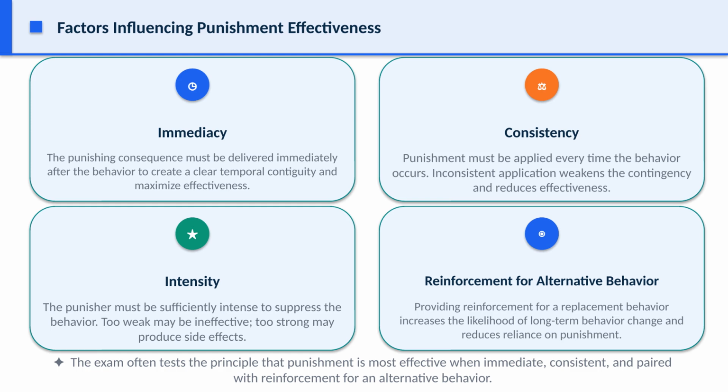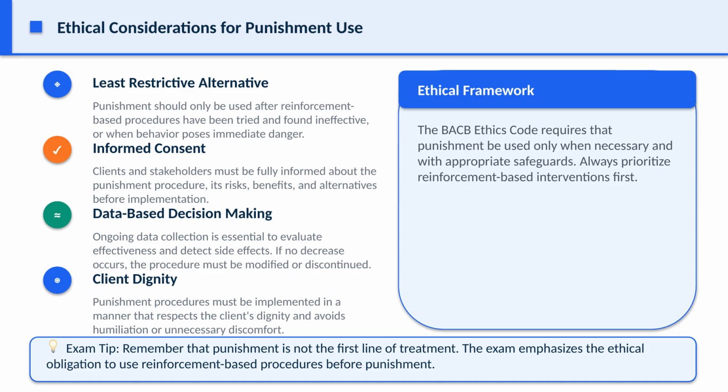Punishment alone teaches what not to do, but without a replacement behavior, the learner has no appropriate option, often leading to relapse. Expect scenario-based questions where you must identify which factor is missing or compromised. When considering punishment contingencies, the BCBA exam emphasizes that ethical implementation is not optional. It is a core competency.